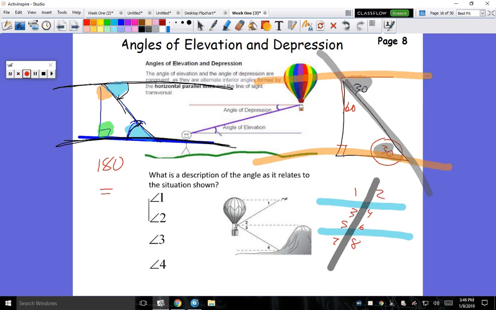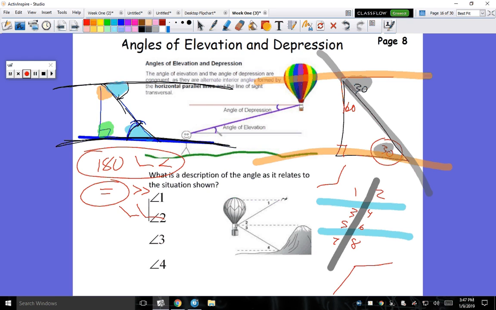How about 1 and 8? What are 1 and 8? Alternate exterior, but they're equal, or are they 180? They're equal. So 1 and 8 are equal. Okay? 1 is an obtuse or acute angle? Obtuse. Guys, look at this. If I have an obtuse angle and another obtuse angle, my only choice is this. So this will either be 2 acute angles or 2 obtuse angles. Do you agree?